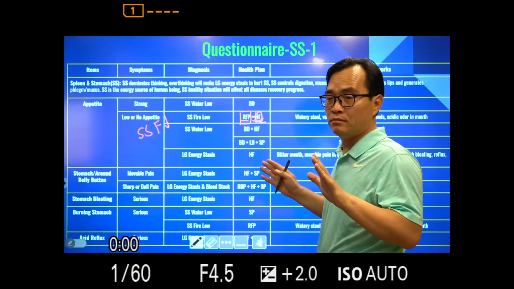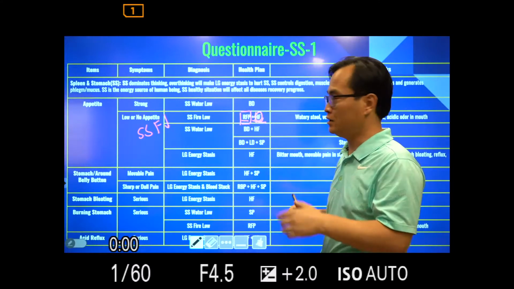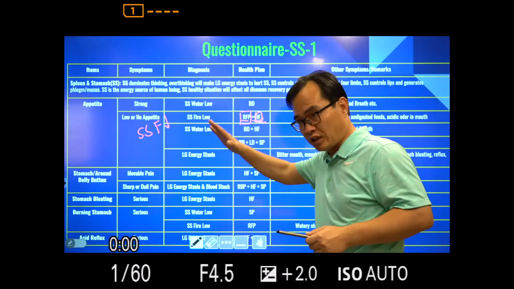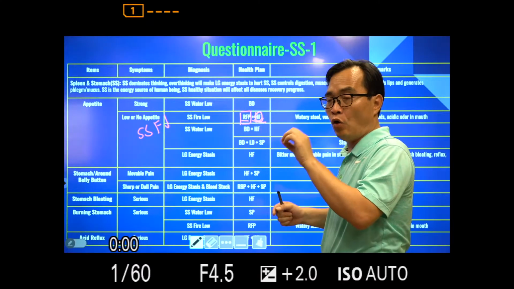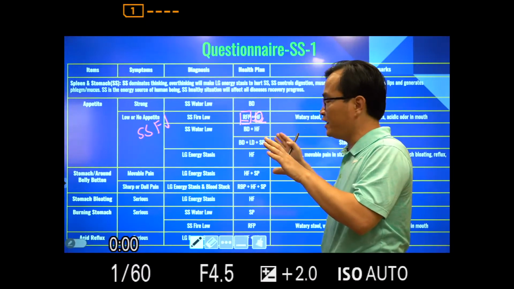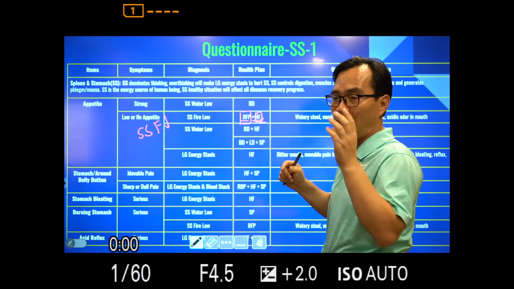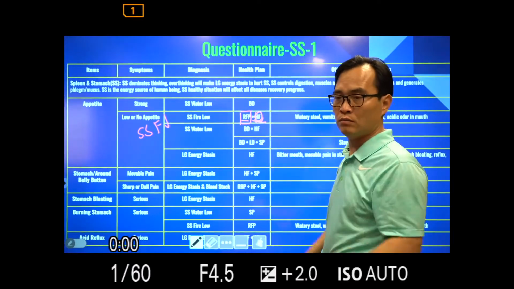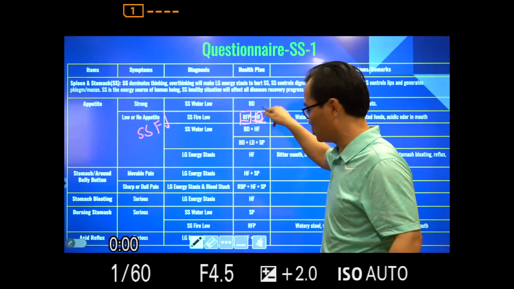Happy 40 smooths the energy to open the channel, so this kind of fire energy can go through your SS system to support the appetite to grow. So replenish and smooth together.